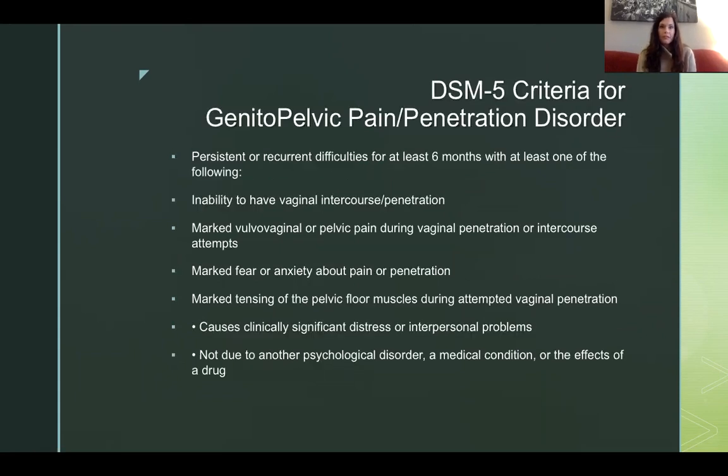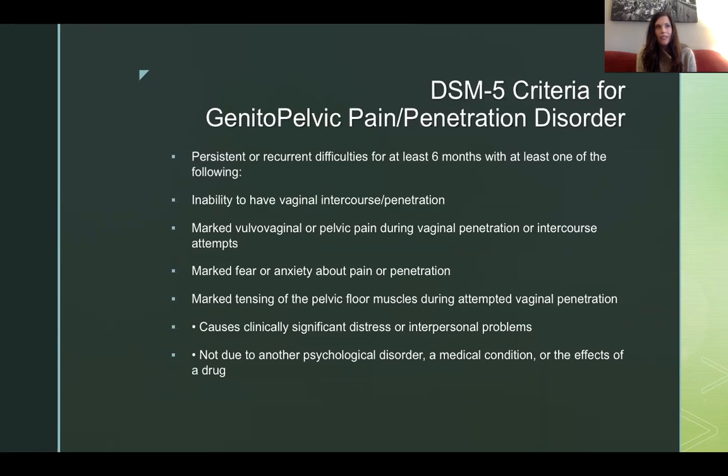So the DSM-5 criteria for genitopelvic pain penetration disorder is persistent or recurrent difficulties for at least 6 months with at least one of the following: inability to have vaginal intercourse or penetration, marked vulvovaginal or pelvic pain during vaginal penetration or intercourse attempts, marked fear or anxiety about pain or penetration, marked tensing of the pelvic floor muscles during attempted vaginal penetration.